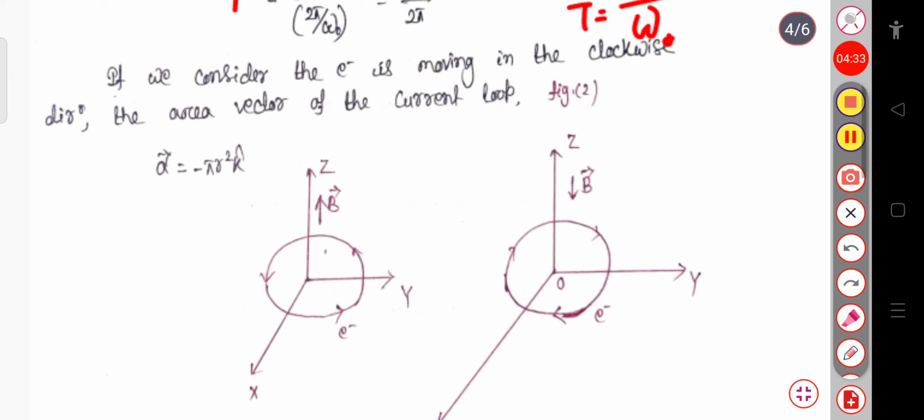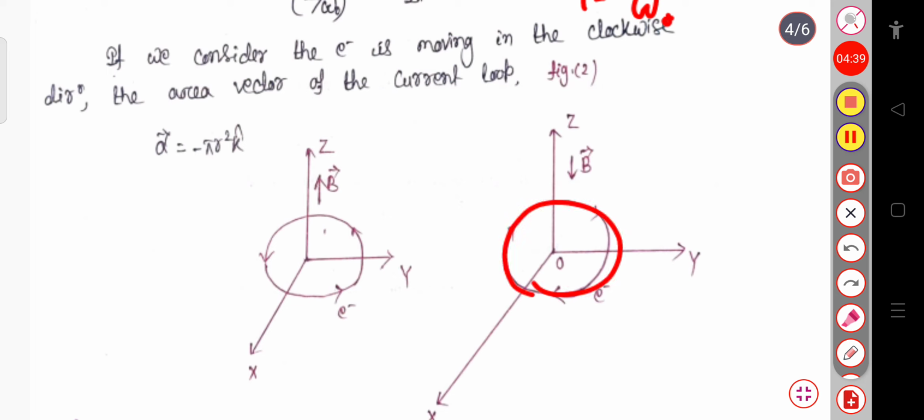Also let me tell you one thing: for this loop, if you see from the top view, it will behave like a south pole, and the downside will behave like a north pole.